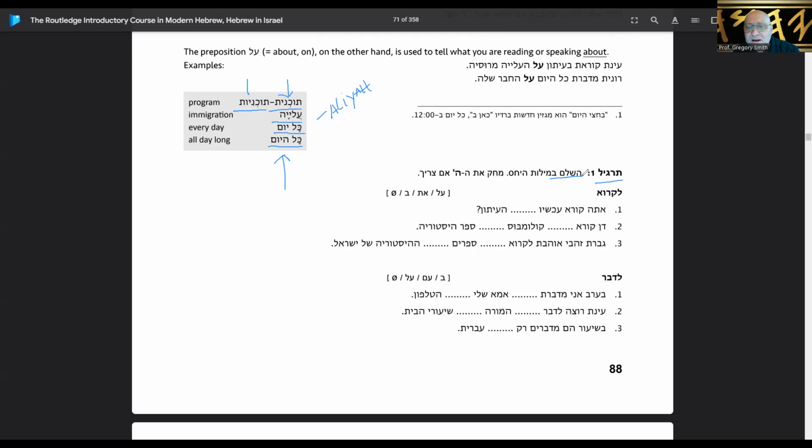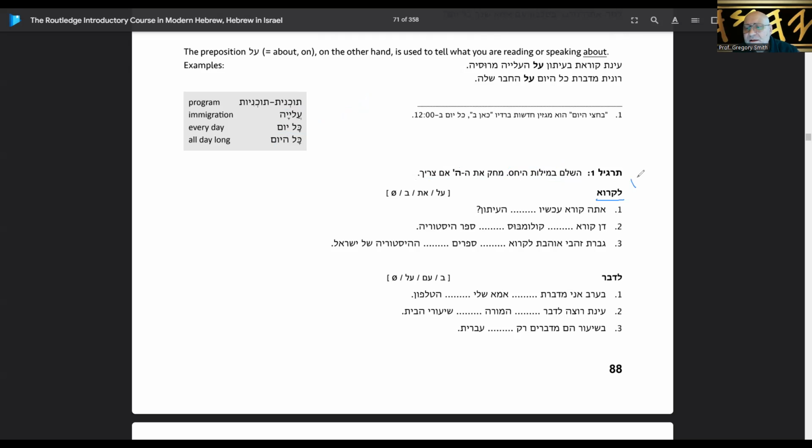Targila 1, hashlem b'milot. So complete the words, the prepositions. Mechak et, so delete et, delete the hey, which is the definite article. Im tzarich. I think that's what that is, if necessary. Im tzarich, yeah, if necessary. אם צריך.